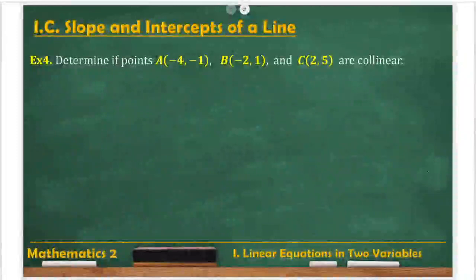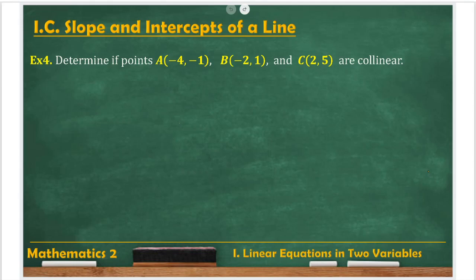Okay, so let's have our fourth example. Determine if points A, B, and C are collinear. Here, we are to determine whether the 3 points A, B, and C are collinear. When we say collinear, collinear points are points that lie on the same line. So for example, if this is point A, this is point B, and this is point C, then they are collinear if they lie on the same line.